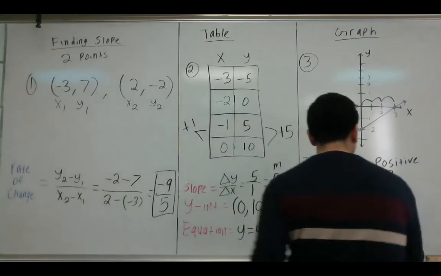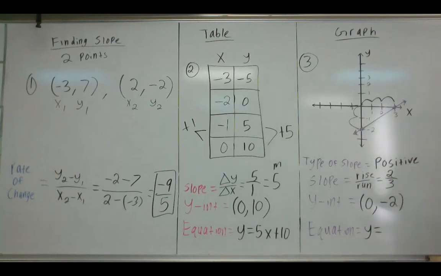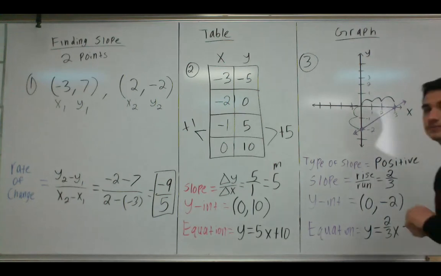So again, we start with y equals, instead of mx, I use my m, my slope, which is 2/3 x, and then plus b, so plus your y-intercept. My y-intercept is -2, so it's going to be y equals 2/3 x minus 2. So this is the equation for this purple graph right here, okay? And that's all. That's the first 3 examples, okay?